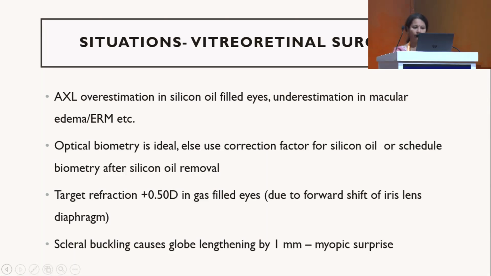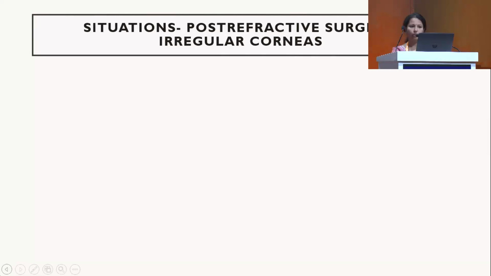And for gas filled eyes, there could be a forward shift of the iris lens diaphragm, so we can actually aim for a target hyperopic refraction. And scleral buckling surgery, it tends to cause globe lengthening, and that can result in a myopic surprise. So these situations actually tend to give refractive surprises to us.